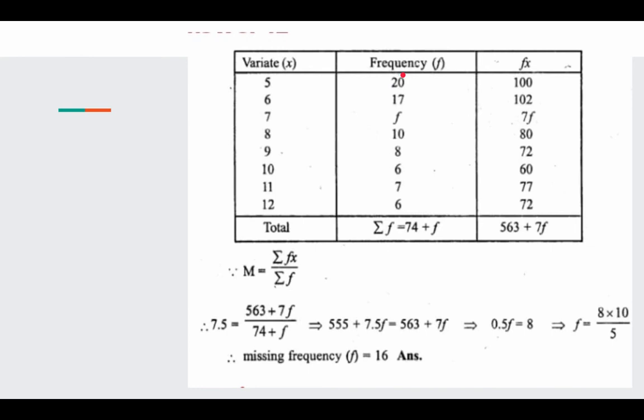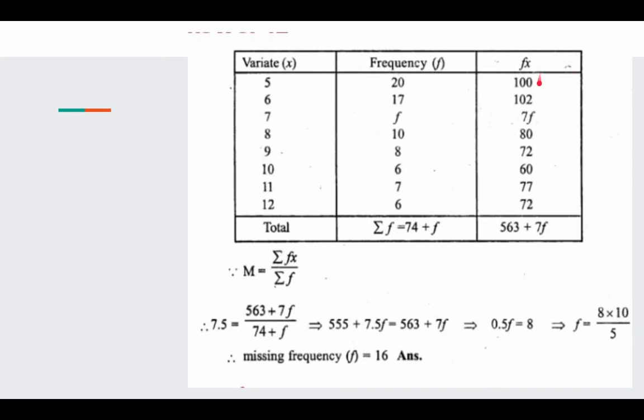We all know what we have to do. Sum of all the frequency: this one variable is used, its value is not given, so use it as it is. Add all the remaining numbers. We get 74. Plus f, because it is a variable, as it is, it will be added. No confusion in this. Okay. 74 plus f.